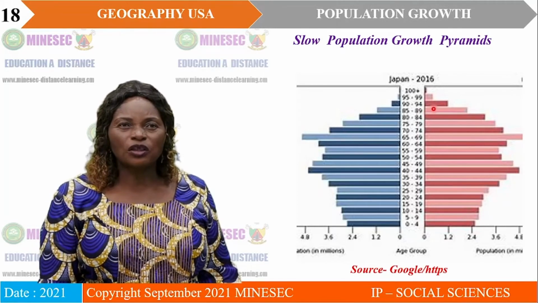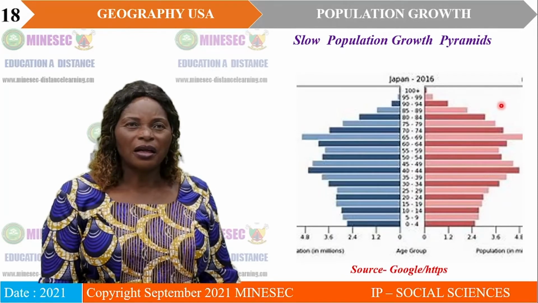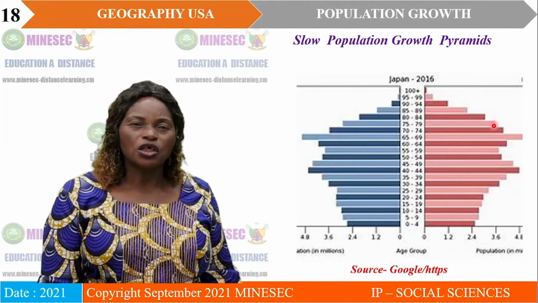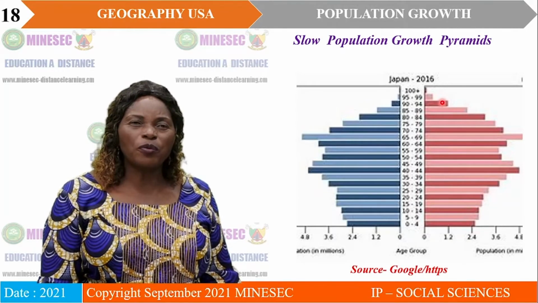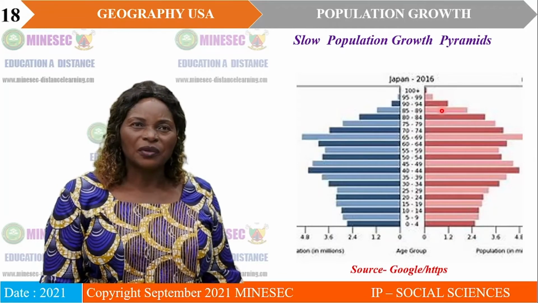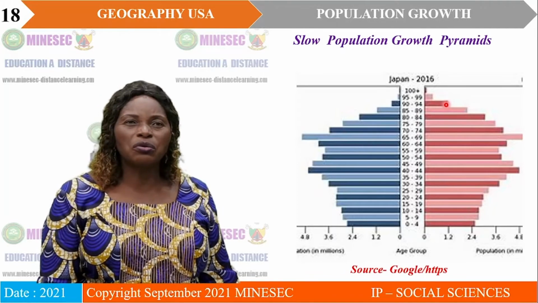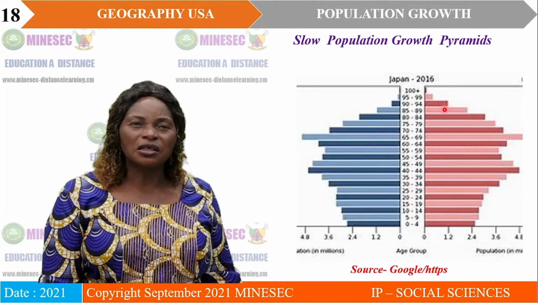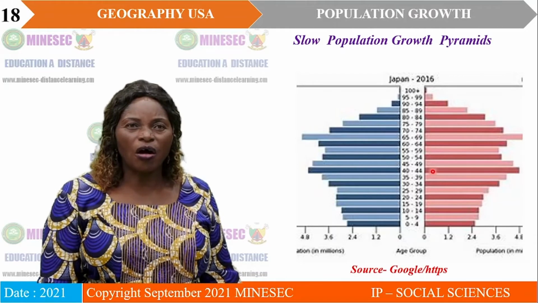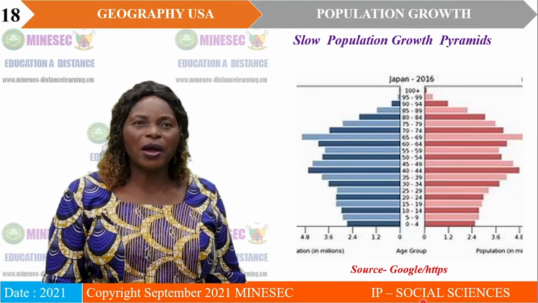Then the top or the apex of this pyramid is broader than the apex of the progressive pyramid, showing that many more people reach old age in developed countries as a result of good medical facilities, good dieting, and generally high standards of life. So this pyramid takes on a bell shape.